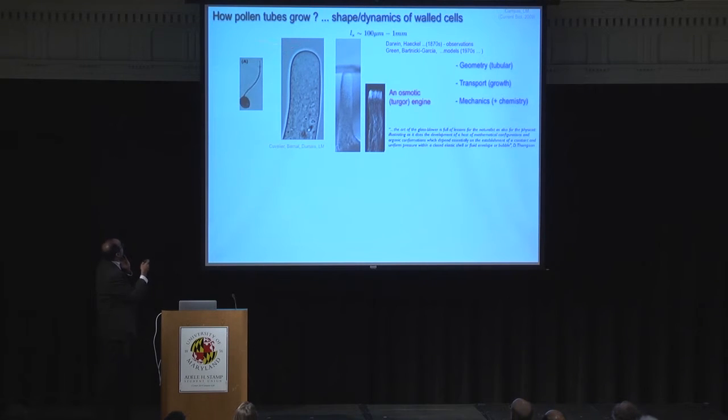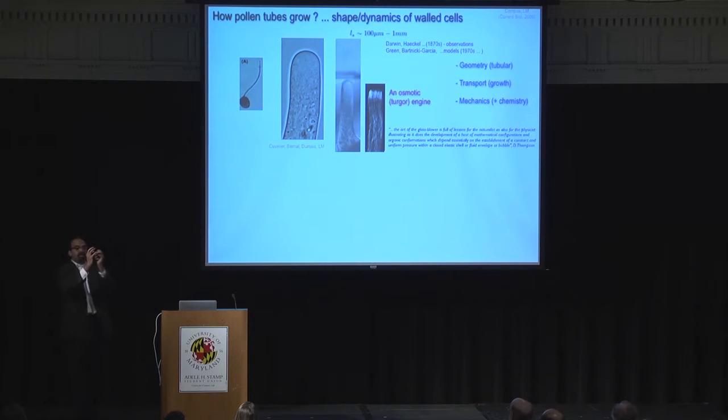Why are pollen tubes interesting? I already told you pollen tubes are some of the largest cells that you see in the plant world. They can be centimeters in length. They are microns or tens of microns in diameter with a thickness which is about a micron. So again, spectacular scale separation.